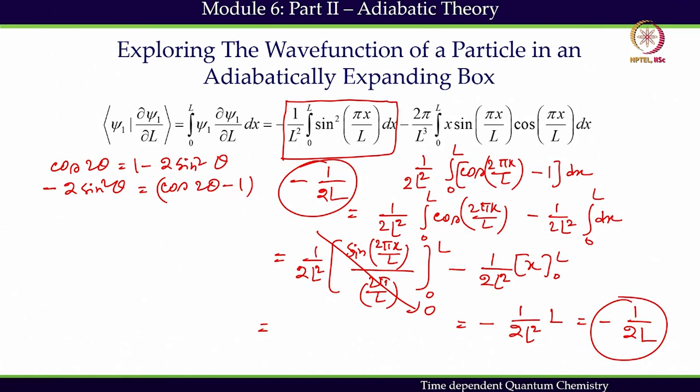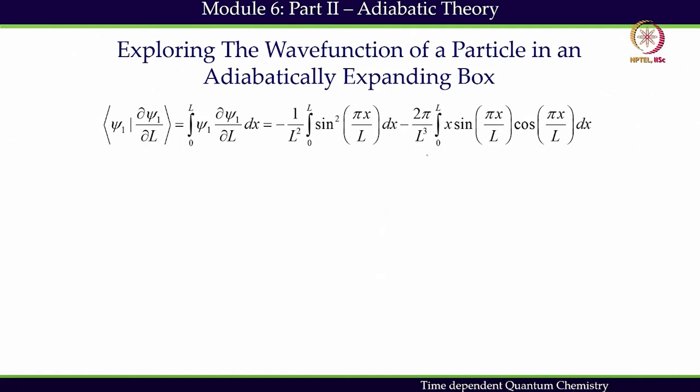On the other hand, not this part. We have included this negative sign here because this is negative. So this entire part is becoming minus 1 by 2 L. The other integration we have to take a look at, this integration we have already got, that is minus 1 by 2 L.